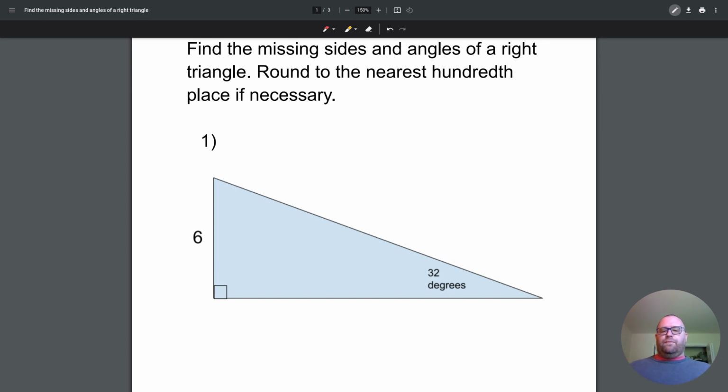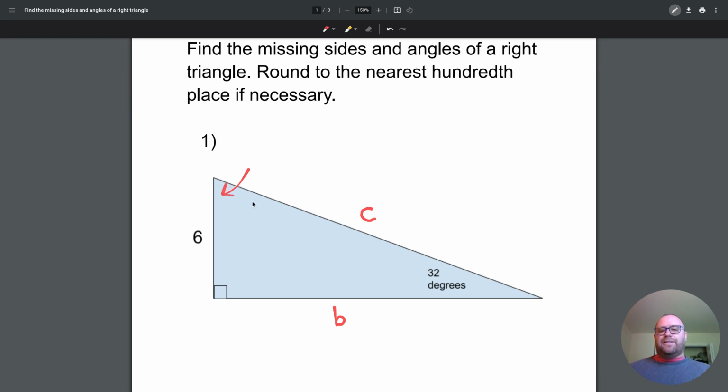So we have the 90 degree angle here, we have 32 degrees, we're given that, and we have this side opposite that of 6. So we want to find the hypotenuse, let's call that C. And we want to find this missing leg here, let's call that B. We also want to find this angle.